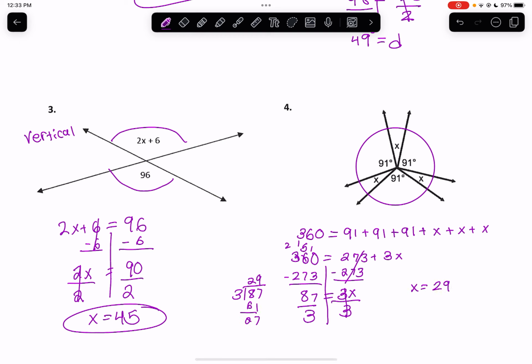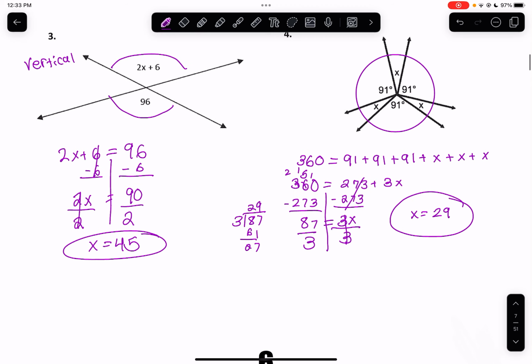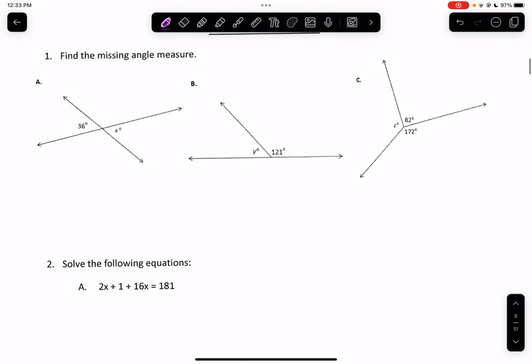Okay, and then the next page is your homework. So use your angle relationships to set up correct equations to solve for the missing variables.